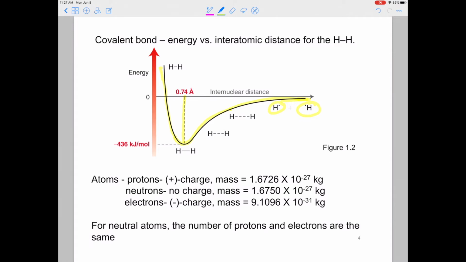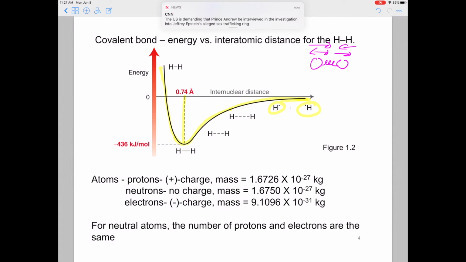Now, one thing to point out is that bonds are not static. They actually behave sort of like a spring, and so they oscillate back and forth about this equilibrium distance.